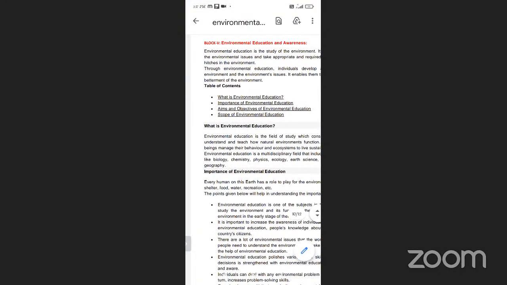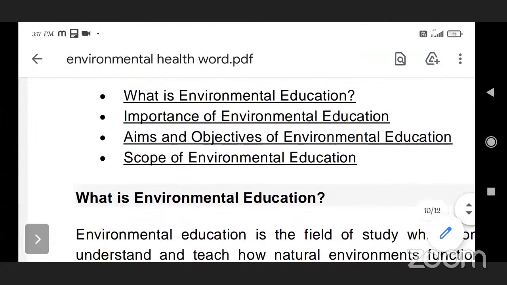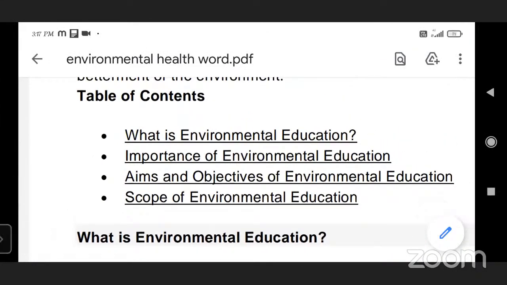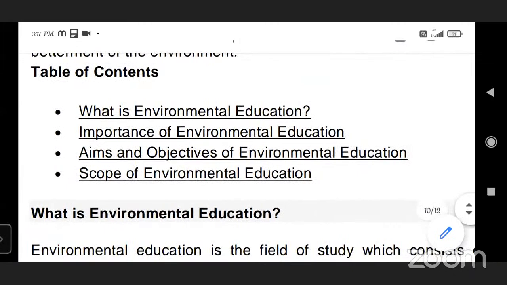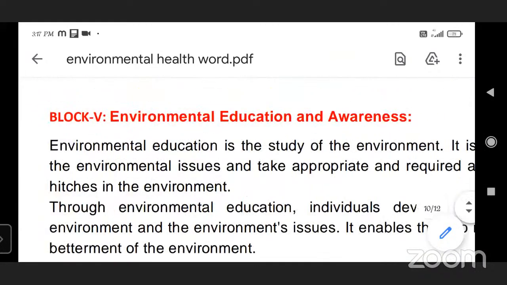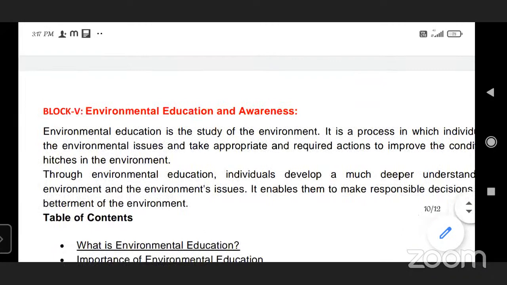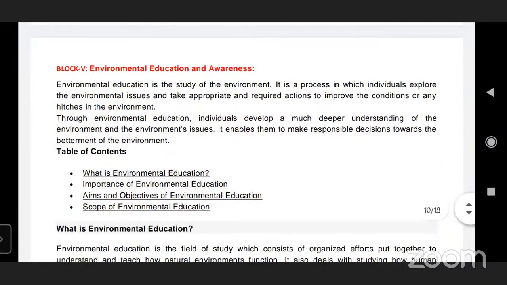See, environmental education and awareness. This is our last unit, in which there are several topics included: what is environmental education, the importance of environmental education, aims and objectives of environmental education, and scope of environmental education. Mostly, whatever environmental changes or environmental imbalance take place are caused by several agents or factors which are involved.